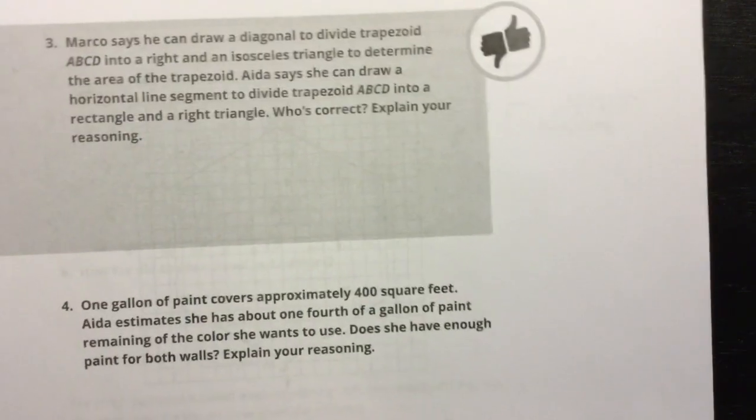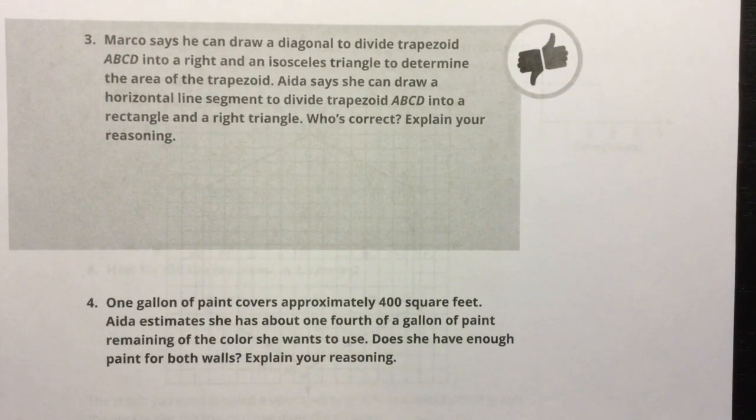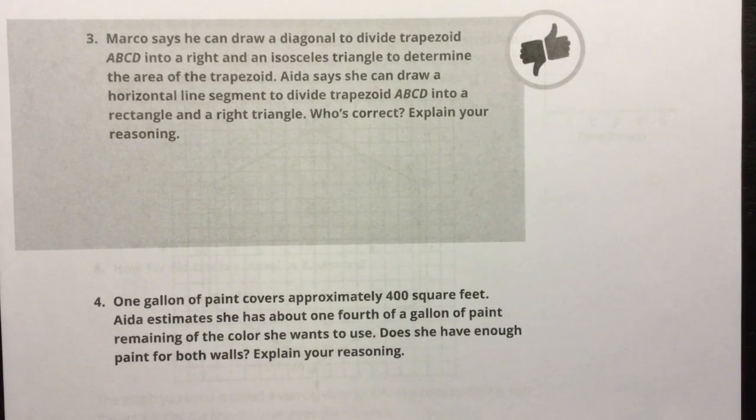So now question 3. Question 3, we're still talking about the same wall. Marco says he can draw a diagonal to divide trapezoid ABCD into a right and isosceles triangle to determine the area of the trapezoid. Ada says she can draw a horizontal line segment to divide trapezoid ABCD into a rectangle and a right triangle. Who's correct? Explain your reasoning.